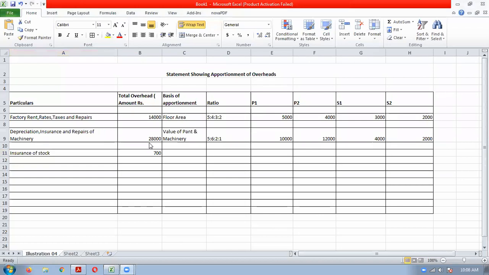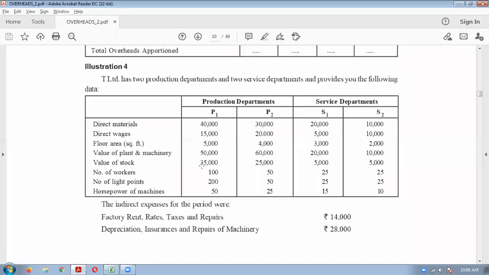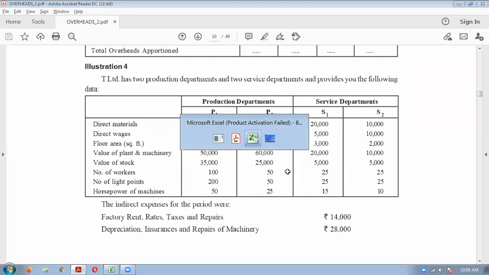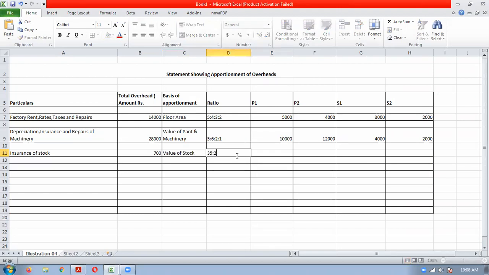So you just have to apply logic with what the overhead is and how to allocate it. So for stock insurance, it is more appropriate to divide it on value of stock, no? What will be the ratio? Say 35 is to 25 is to 5 is to 5. So divide this accordingly. 700 rupees.